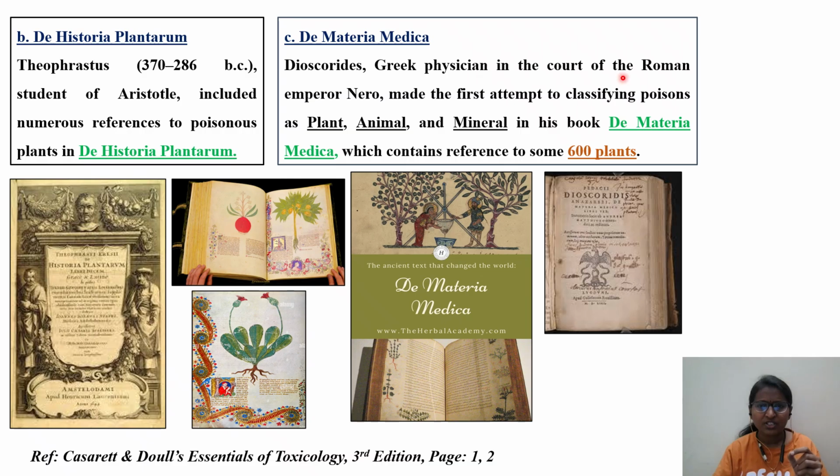Dioscorides, a Greek physician in the court of Roman Emperor Nero, made the first attempt at classifying poisons into plant, animal, and mineral in this book, De Materia Medica, which contains references to around 600 plants. In this particular book, for the first time in the literature, poisons were classified as plant toxins, animal toxins, as well as mineral toxins.